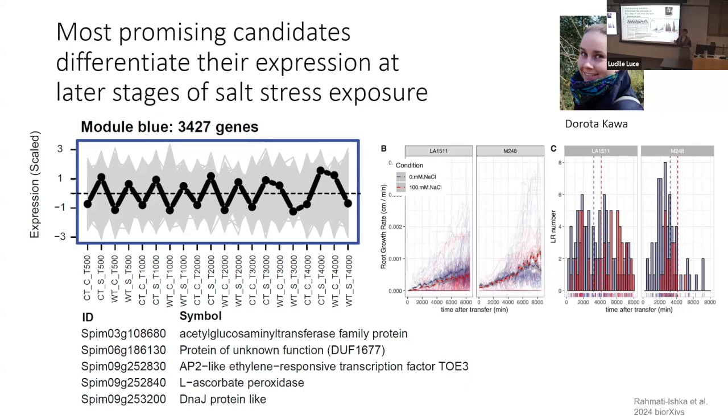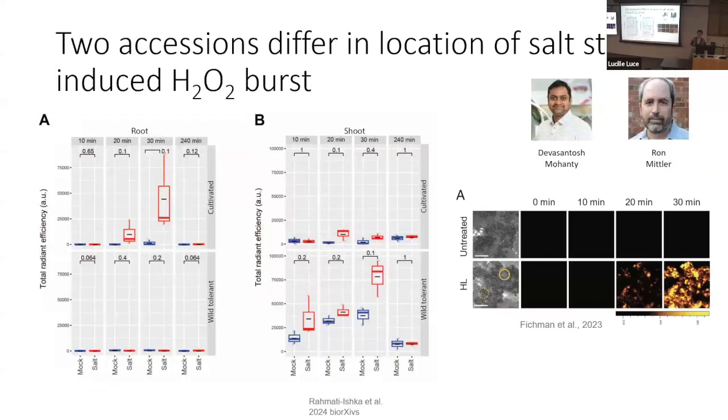A couple of months ago, Ron Mittler was visiting Cornell, and Mariam went to his talk, and then she started sending him messages like, hey, Ron, can you image the roots of our tomatoes? Because we think there is something going on with different reactive oxygen species reactions. So Ron was like, okay, cool, send me the seeds. So we sent him the seeds, and Santosh did most of the experiments for growing the seeds.